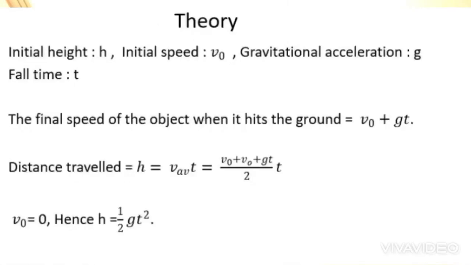When an object is dropped from an initial height with an initial speed v0, the final speed should be v0 plus gt. We can calculate its traveled distance by using the average speed method, and we end up with the equation you see here. Since v0 is equal to 0 when we drop the ball, the h, the distance it traveled, is equal to 1/2 gt squared.